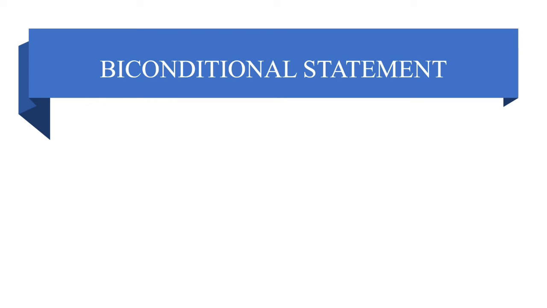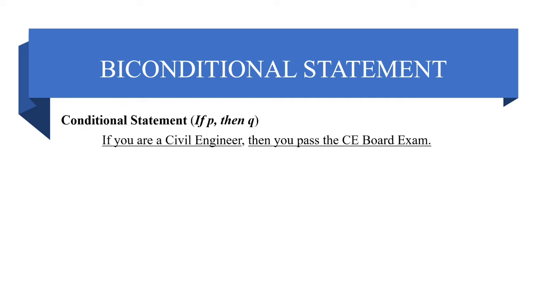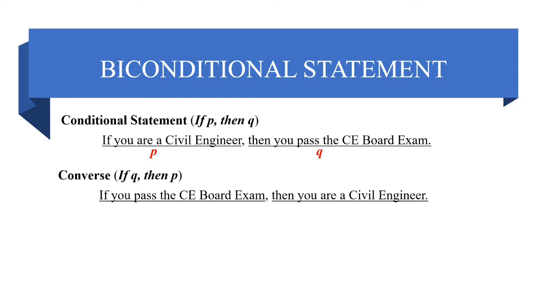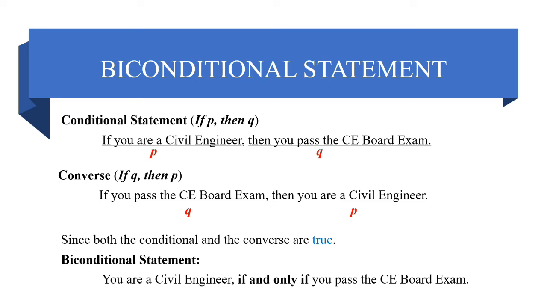Let us have another example of a biconditional statement. The conditional statement: if you are a civil engineer, then you pass the CE board exam. So the P statement here is "if you are a civil engineer," and the Q statement is "then you pass the CE board exam." The converse of this conditional statement: if you pass the CE board exam, then you are a civil engineer. Since both the conditional and the converse are true, we can use the biconditional statement. So here is the biconditional statement: you are a civil engineer if and only if you pass the CE board exam.